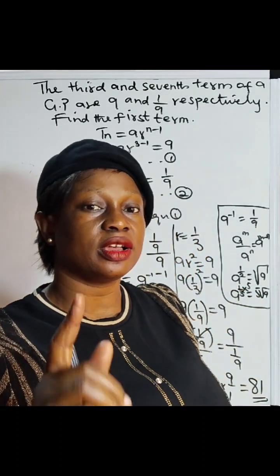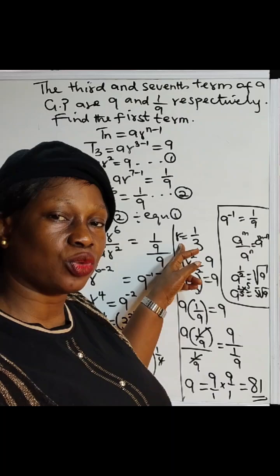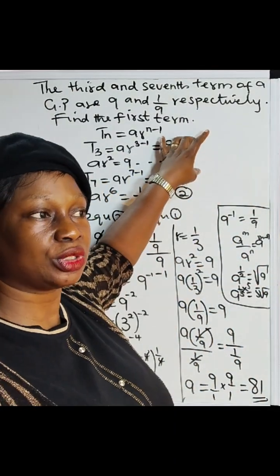Now use this value a equal to 81, r equal to 1 over 3 and find the 12th term of this geometric progression.